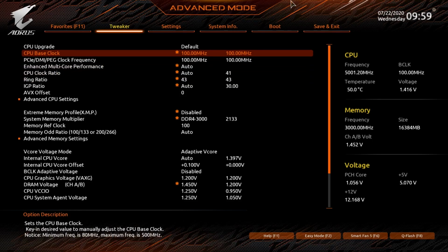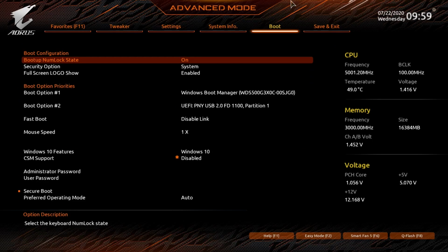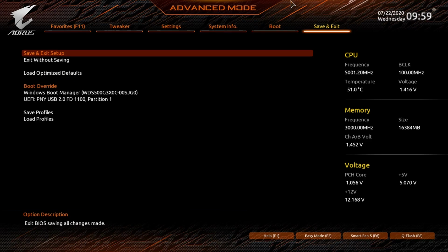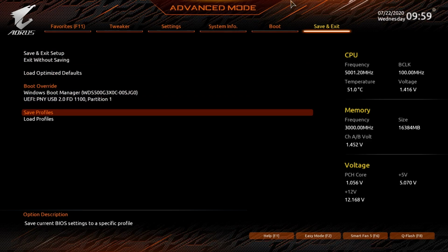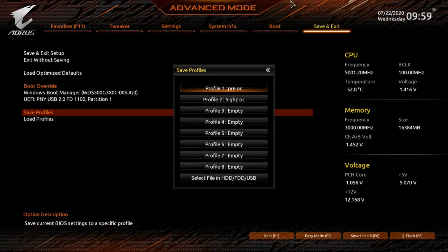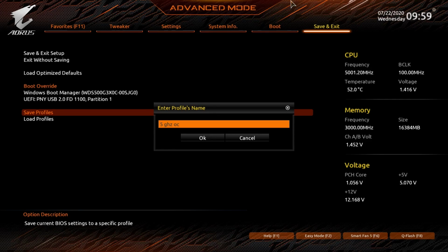Oh, but before we do that, actually, let's go back and set this to 43 again. But before we do that, I'm going to save a profile. Now that we have our stable overclock, we want to make sure we save that so we don't have to go back and reset everything. So that's 5 gigahertz, and let's name it stable.